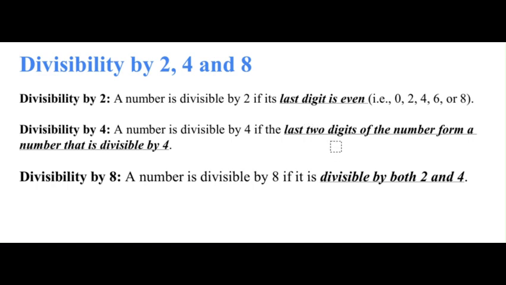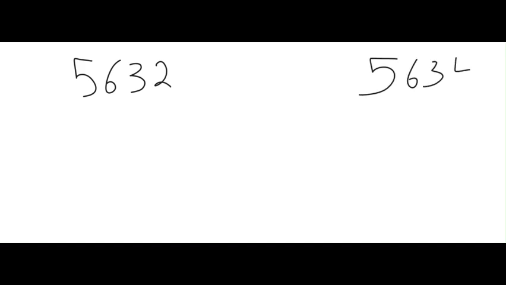Let's take an example and see how we can check the divisibility by 2, 4, and 8. Starting with the numbers, for example, 5632 and 5634. Obviously, both numbers are divisible by 2 because the units digit is an even digit, which means both numbers can be divided by 2.